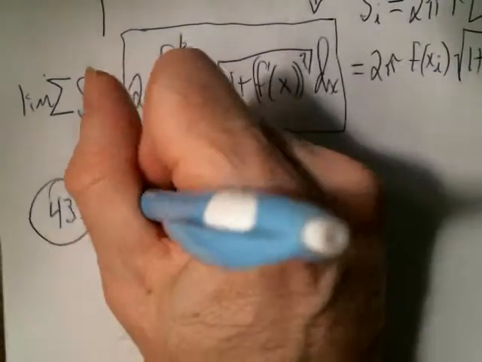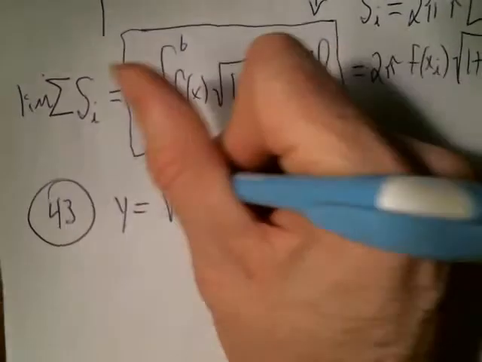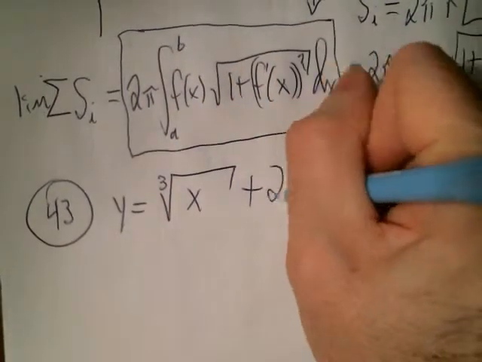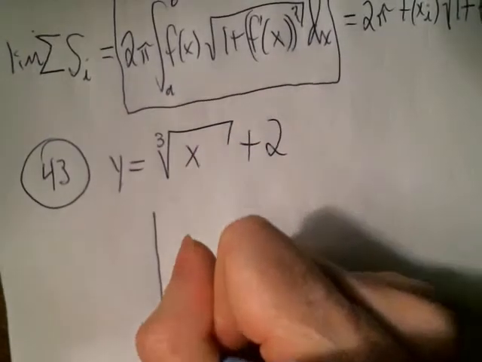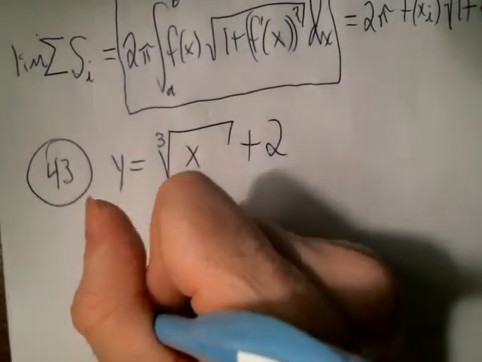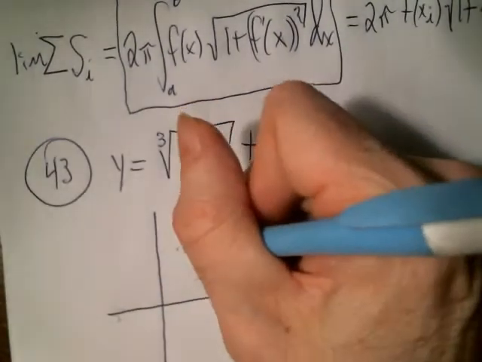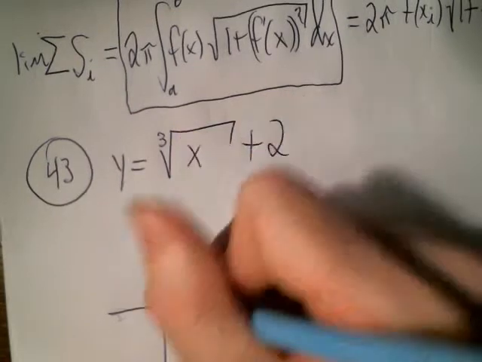Okay, so anyways, y is the cube root of x plus 2. And let's see the region. The book is telling us the region, I think, this time. So where is it?